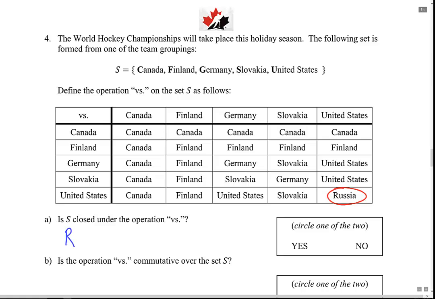So Russia is not an element of our set, so it's not closed. If we couldn't find an example outside of the set, then it would be closed.